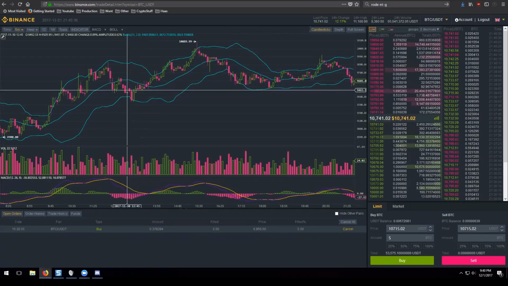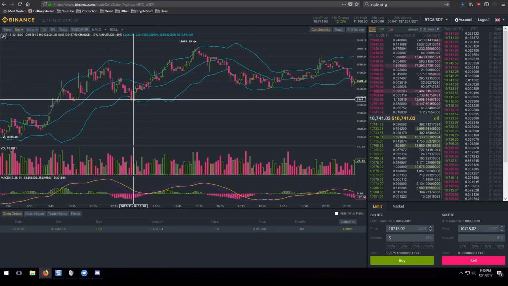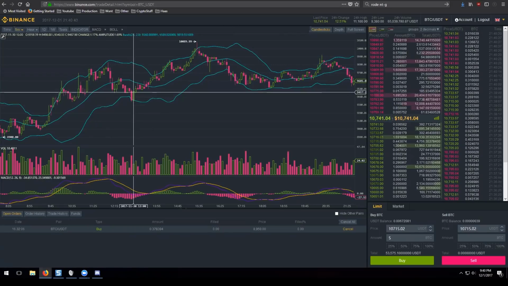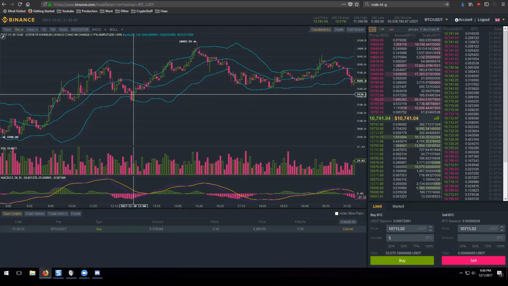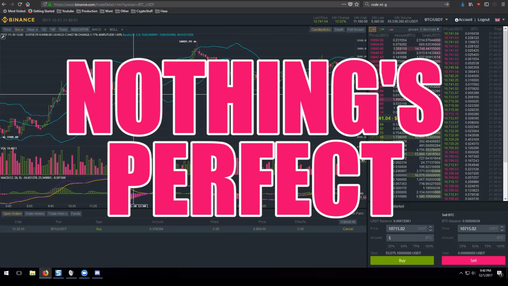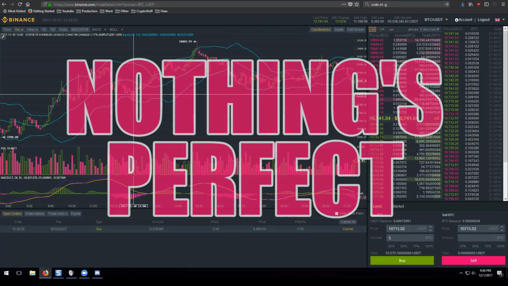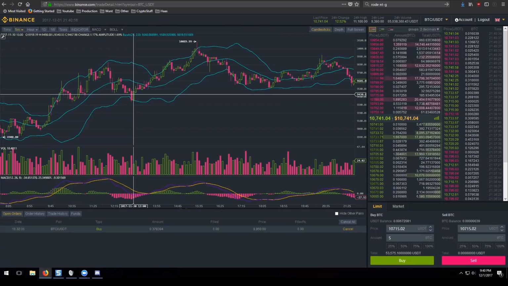How do we do that? So what we're looking for is it comes down, we pierce the bottom Bollinger Band, and then we start moving back up. Once we move back up, what we're waiting for is what we like to call our confirmation, which is our confirmation candle that we're going to start moving upwards. Nothing's perfect, right? Nothing's perfect. But the more confirmations we can get, the better chances of the correct movement occurring.